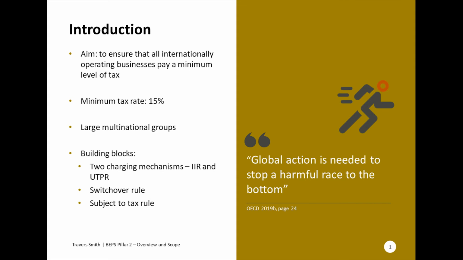Finally, there is a switchover rule, and this removes treaty obstacles to the application of the IIR in relation to certain branch structures. And then the other part of the Pillar 2 rules is a subject to tax rule, and this will allow source jurisdictions to impose limited source taxation on certain related party payments where they are subject to tax below a minimum rate. And this will really be limited to where the source country is a developing country.